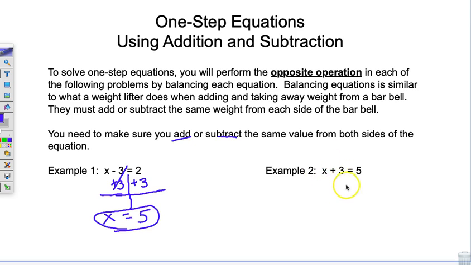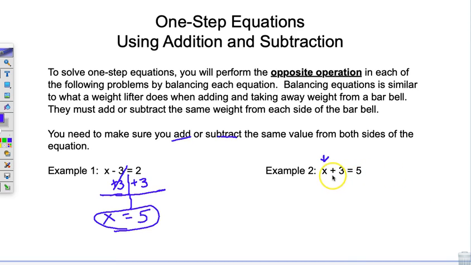So in this problem, here's our variable right here. It's always easy to spot that variable because it's always a letter from the alphabet. We are adding 3 to that variable, and we're going to get 5. Well, I know that that's 2 because 2 plus 3 is 5. Using your mental math to check your algebra skills is actually a great idea.